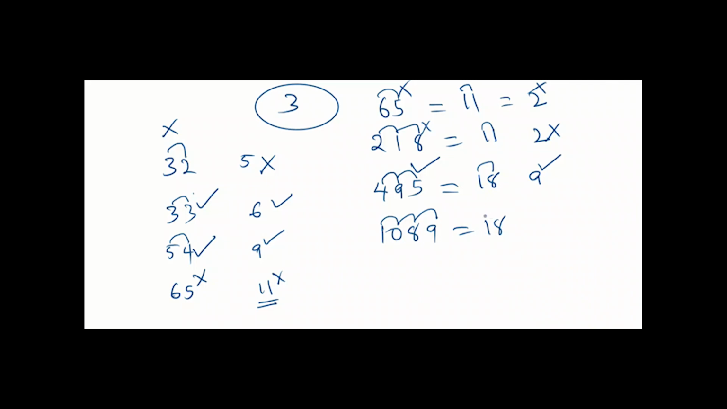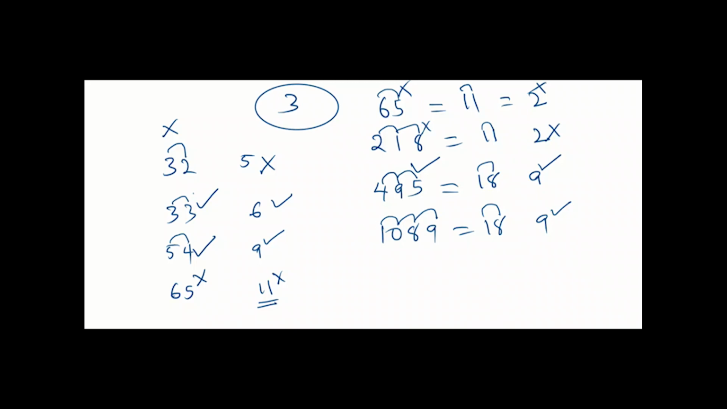And you can still continue by saying, if you're not sure whether 18 is divisible by 3, you can still add 1 to 8, and that will give you 9. And you are sure that 9 is divisible by 3. That means 1089 is divisible by 3.